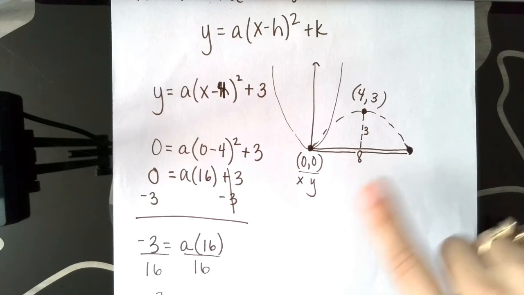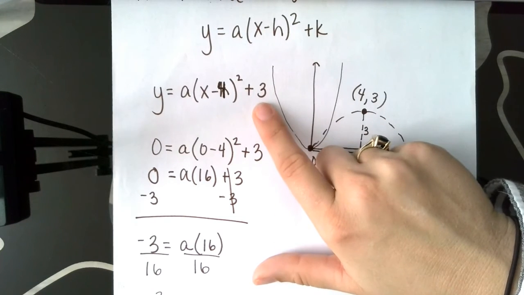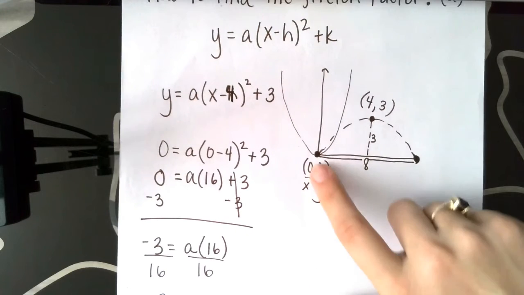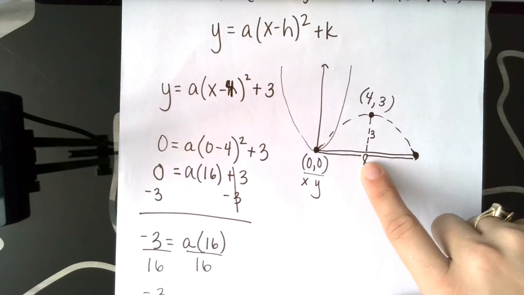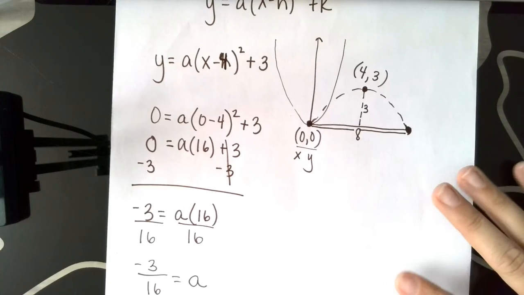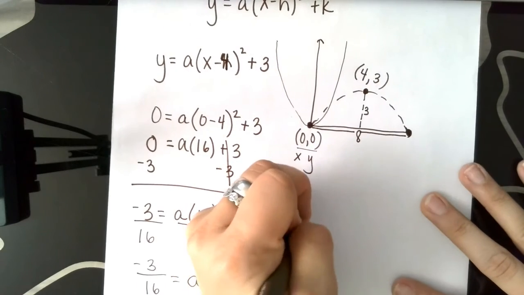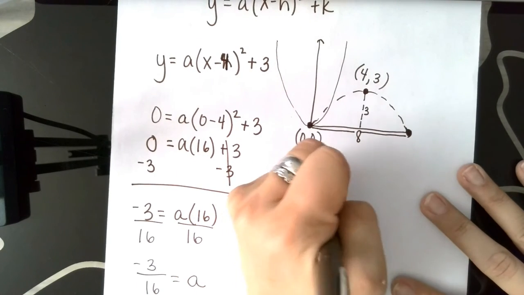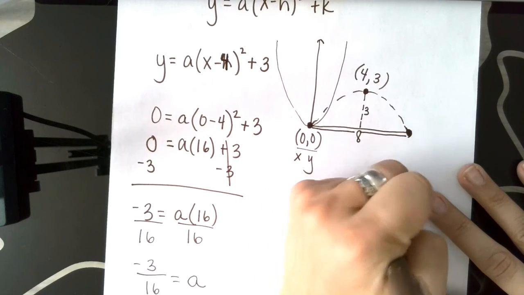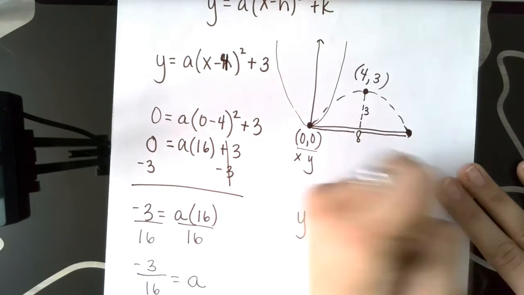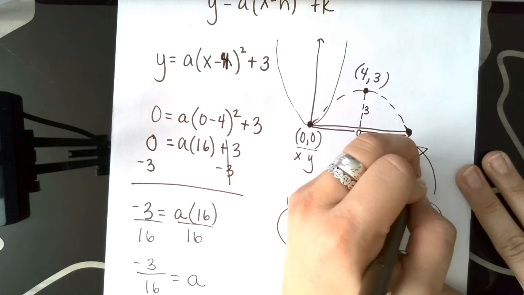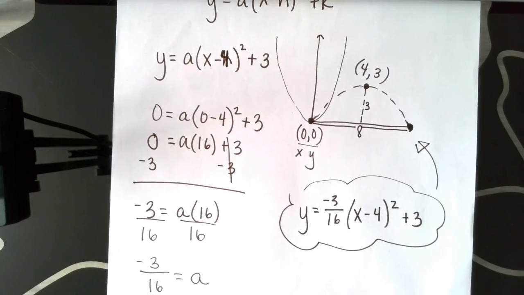Okay? And then if we look back at our original, plus 3 is what shifts this up to 3. And our minus 4 is what sends us to the right as well. So using our transformations, we can tell that this makes sense. So my final equation then with the a value would be y equals negative 3 over 16 (x minus 4) squared plus 3. And this would be my final equation to represent the path that my bunny is hopping.